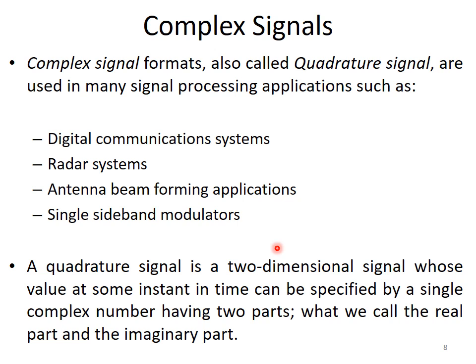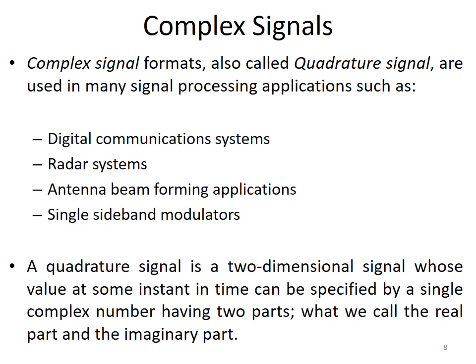So a quadrature signal is basically a two-dimensional signal whose value at some instant in time can be specified by a single complex number, right, having two parts, one is the real part and the other is the imaginary part. Since quadrature signals are two-dimensional signals, we represent them using a complex number. It is the most convenient mathematical representation of the complex signal or the quadrature signal, right? So quadrature signals are represented by complex numbers. A complex number has the real part and imaginary part.